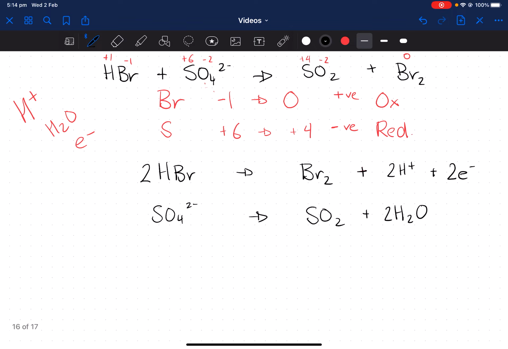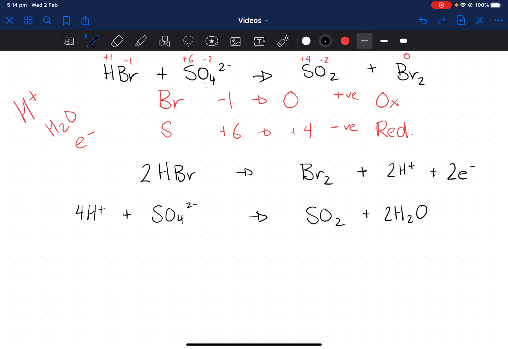But we've now just gone and added 2 lots of 2 hydrogens. So on the left hand side we have to add back in those hydrogens, which is going to be 4 H plus. So now all of our atoms are balanced. We've got 1 sulfur on both sides, 4 oxygens on both sides, and 4 hydrogens on both sides.